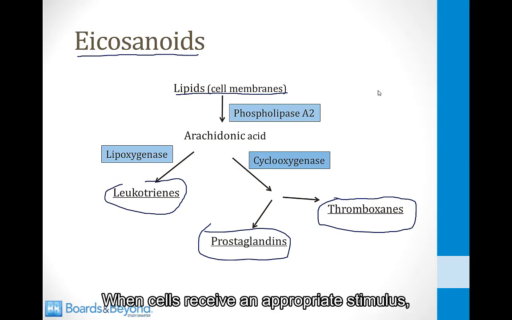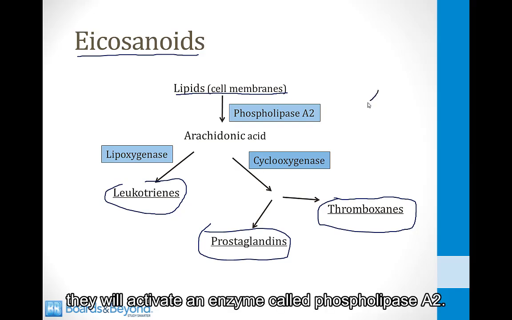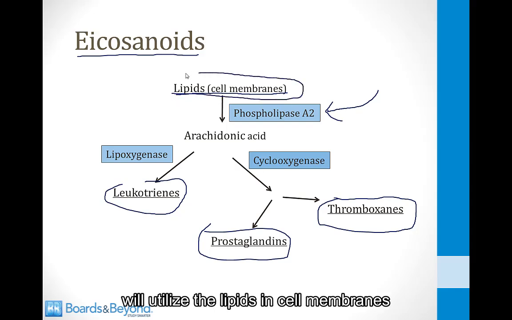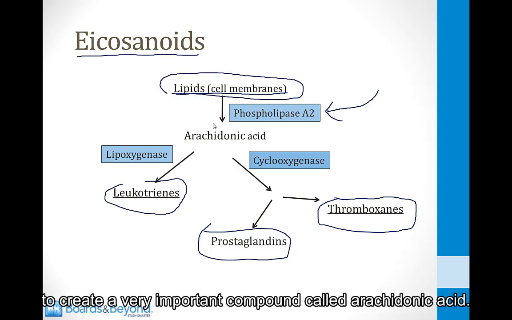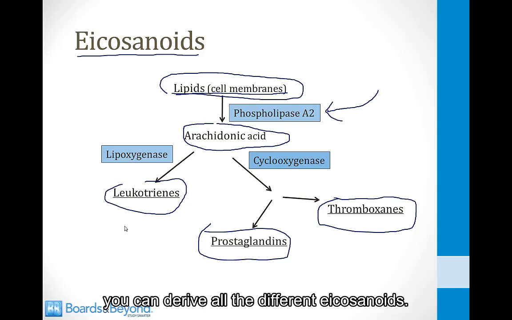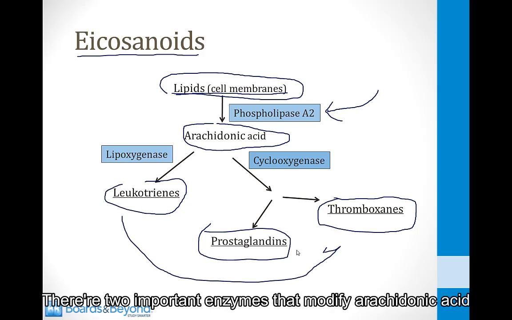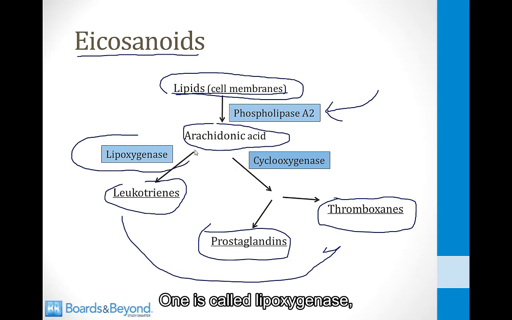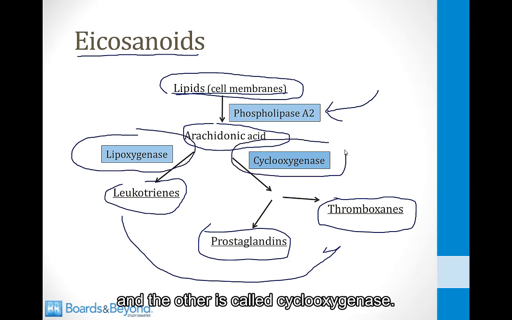When cells receive an appropriate stimulus, they will activate an enzyme called phospholipase A2. And phospholipase A2 will utilize the lipids in cell membranes to create a very important compound called arachidonic acid. From arachidonic acid, you can derive all the different eicosanoids. There are two important enzymes that modify arachidonic acid into the eicosanoids. One is called lipoxygenase and the other is called cyclooxygenase.